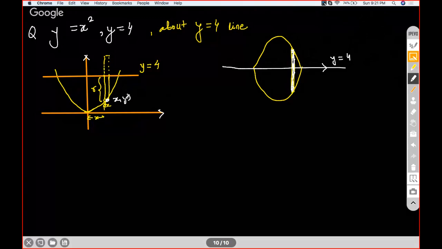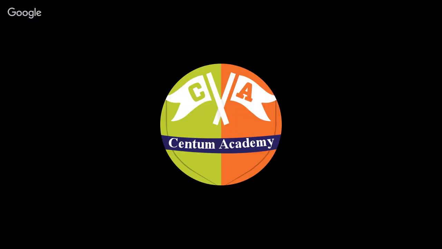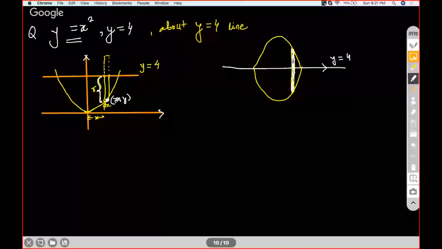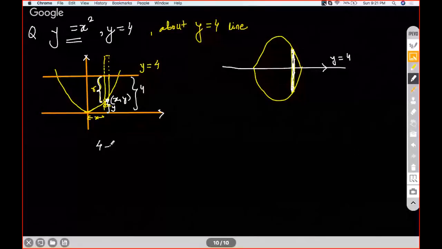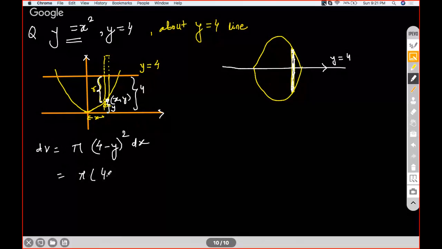But as of now, if I ask you what would be this length then? If this is y and this entire thing is 4, then r is 4 minus y. Undoubtedly, both of you would have got this. So pi r square dx would be the expression: pi 4 minus root x whole square dx. Correct. So this will be pi 4 minus x square whole square dx. Oh no, that's my mistake. I took it as root x. I don't know why I made it. Yeah, I think I would have got it.